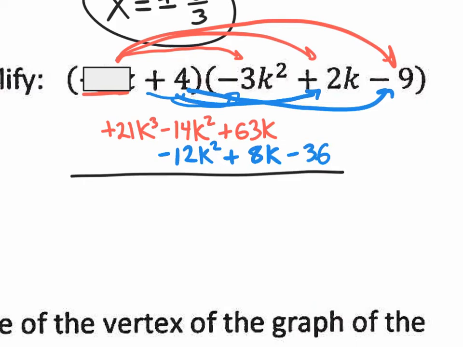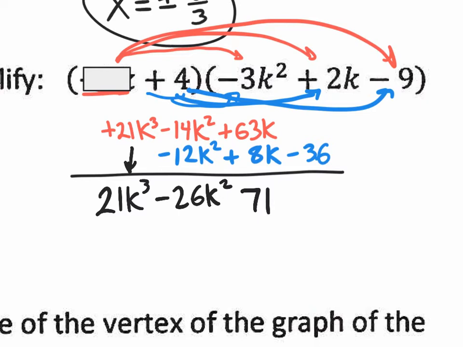That's why I lined it up like this, so you could clearly see that the k squares are on top of each other. So negative 14 and negative 12, that is negative 26. And of course, we're talking about k squares. The 21k to the third, that's just going to come straight down. 21k to the third. The 63k and the 8k, that's 71k. Bring down the minus 36. And that's it. We are done.